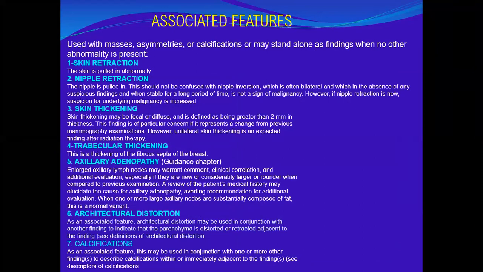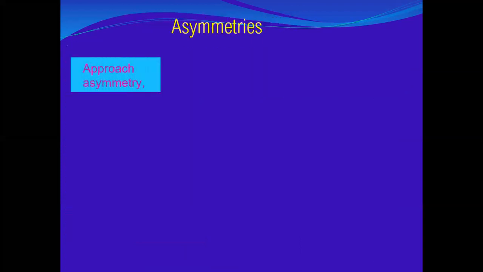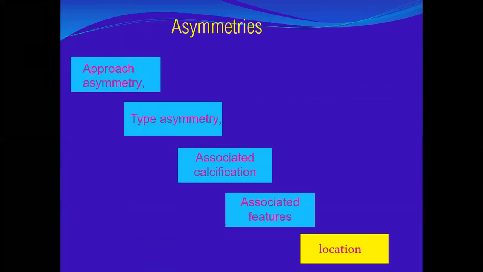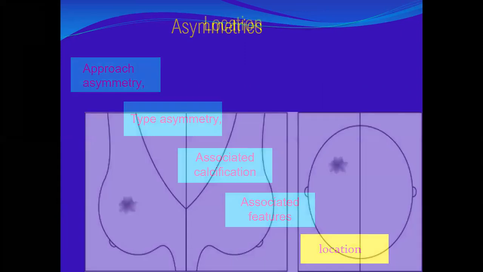We described before the associated features. Associated features can be associated with any abnormality in the breast. The same associated features with the mass can be the associated features with asymmetry: skin thickening, nipple retraction, skin retractions, trabecular thickening, axillary adenopathy, architectural distortion, or calcifications, as we describe it. So we finish all. Let us go for the locations.